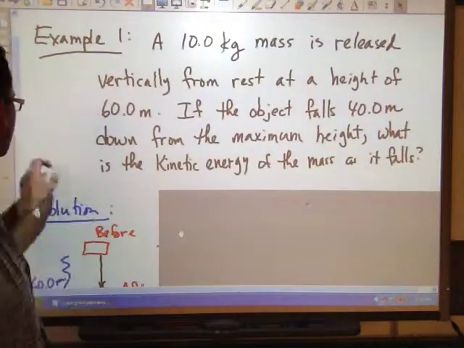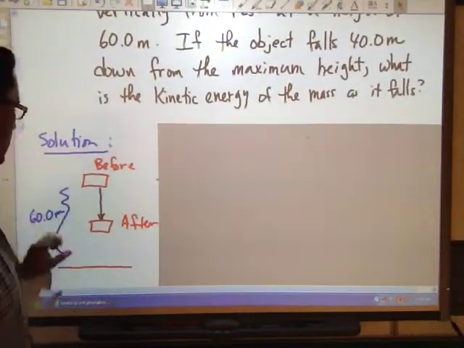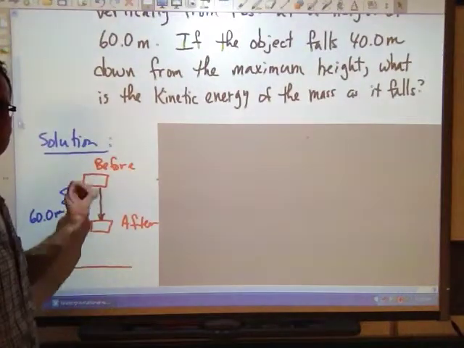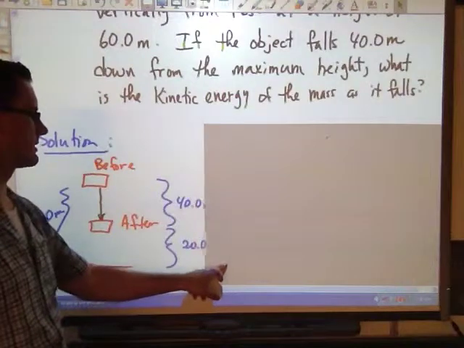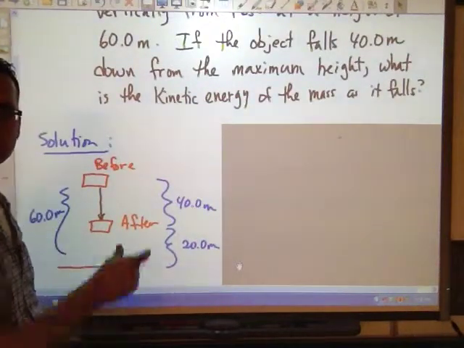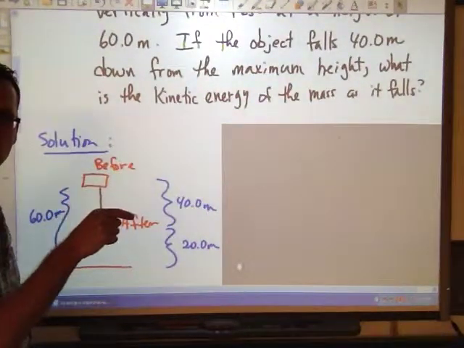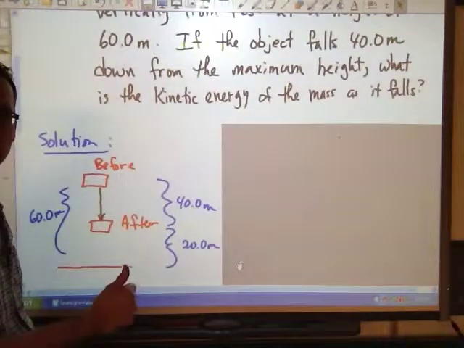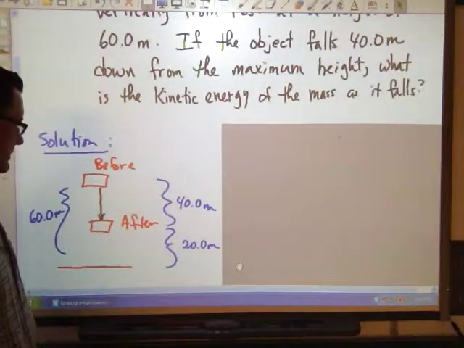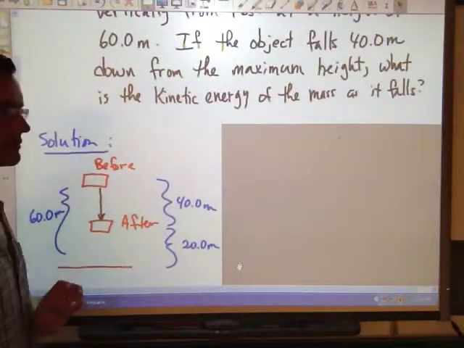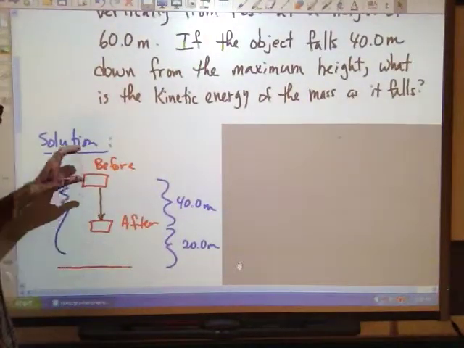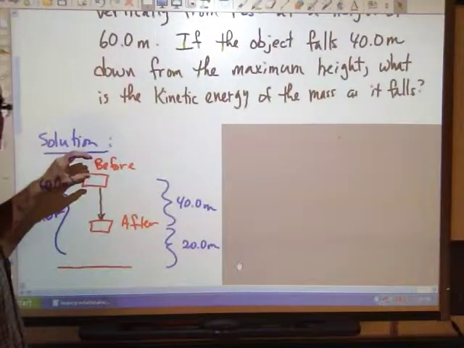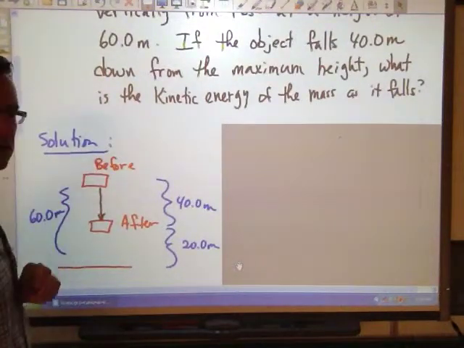What are we talking about here? So we have an object, lifted it up 60 meters, and then it falls 40 meters. So of course if it's lifted up 60 and falls 40, that means it's 20 off of the ground. So we can take a look at the two scenarios here. What's the before, what's the after? The before is the object is lifted to here, after the object is here.